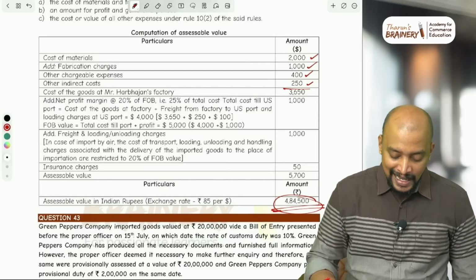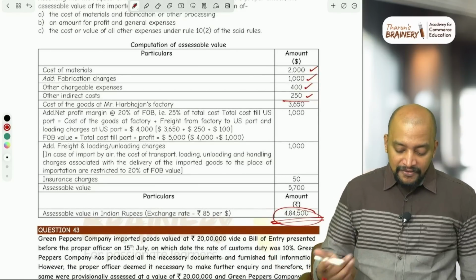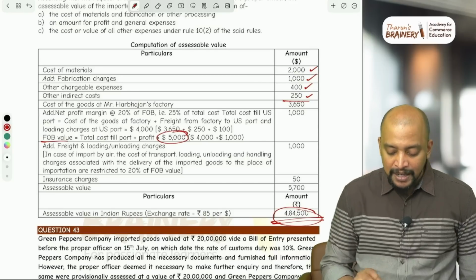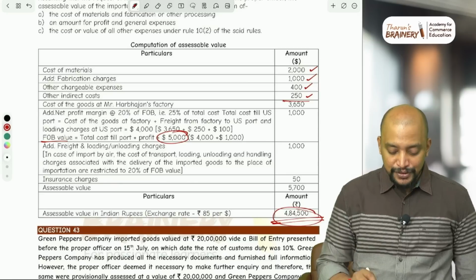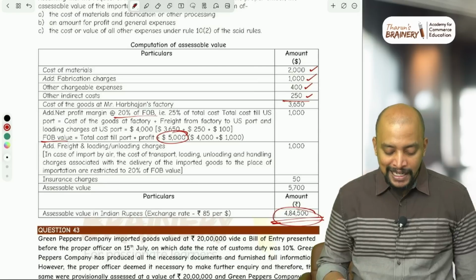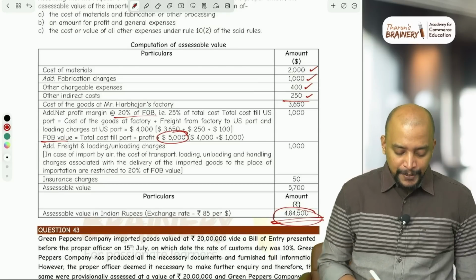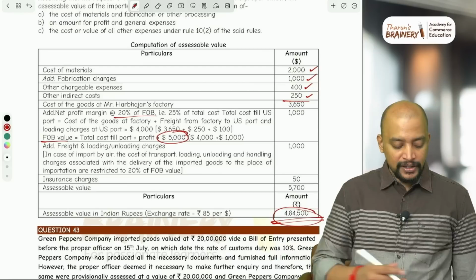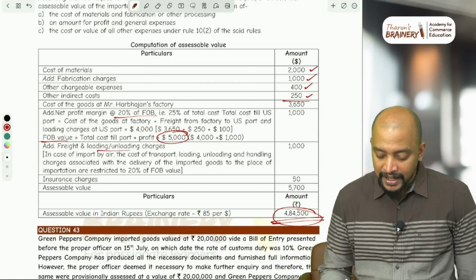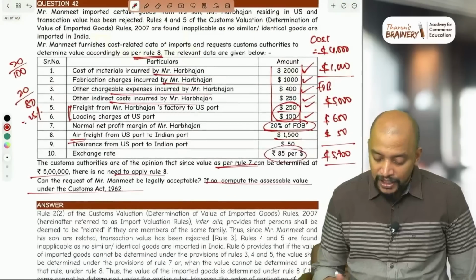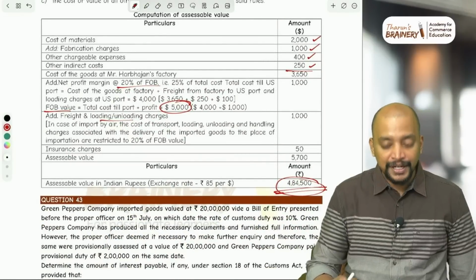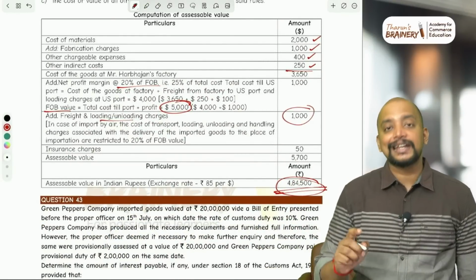3,650 they have taken as cost, and then freight from factory to US port and FOB value, if you see 5,000, but that is taken in the inner column. That 5,000 is taken in the inner column, and profit margin 20% of FOB, so that is 1,000. So add that, 20% on FOB or 25% on cost, and freight and loading 100. See, they have not added in the outer column this 250 and 100. That's why only 1,000 is directly taken in the outer column.